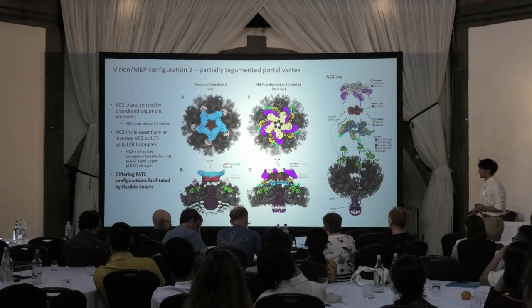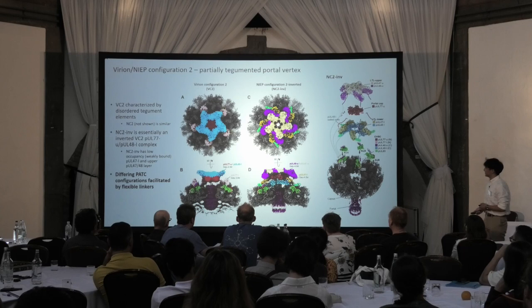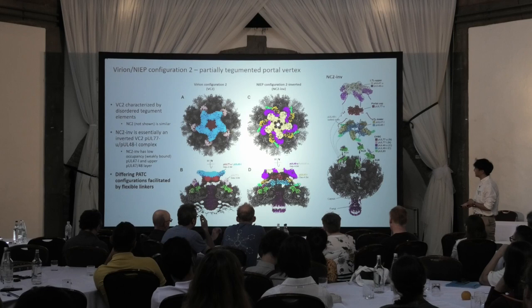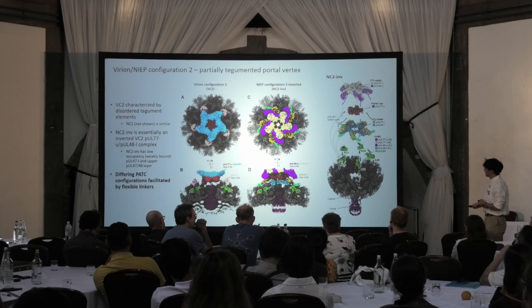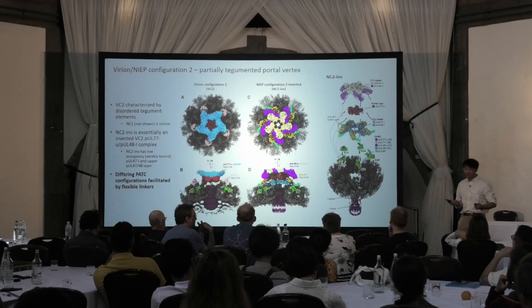The important thing to understand about all these configurations is that they're multi-configurational, and that is enabled by these flexible linker capsid binding domains that we observe in all our proteins. We call these linker CBDs. They're characterized by a globular head domain, and then usually there's a long linker, and then you have this capsid binding domain, or CBD, which is anchored to the capsid. So think of a bunch of balloons tethered to someone holding the strings of the balloon.